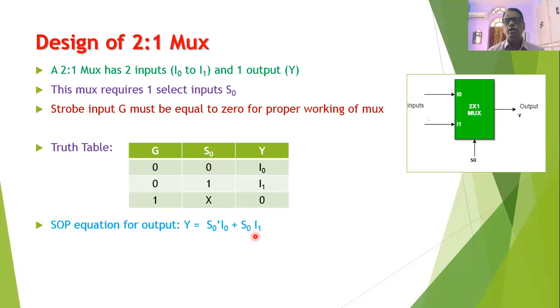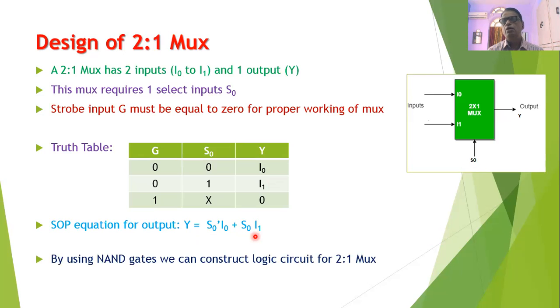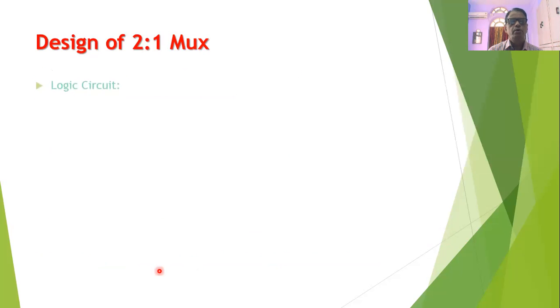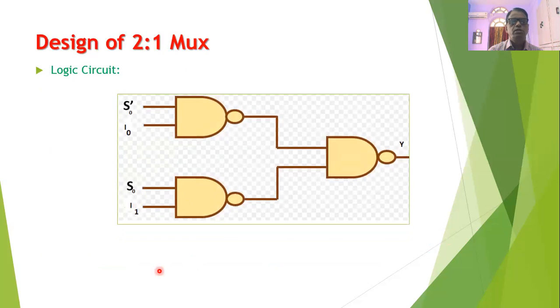So it is possible that we can construct the circuit of the multiplexer either by using NAND gates or by using AND and OR gates. So let us construct the circuit for this 2 to 1 multiplexer by using only NAND gates. We can draw the logic circuit for this 2 to 1 multiplexer as shown in this figure.